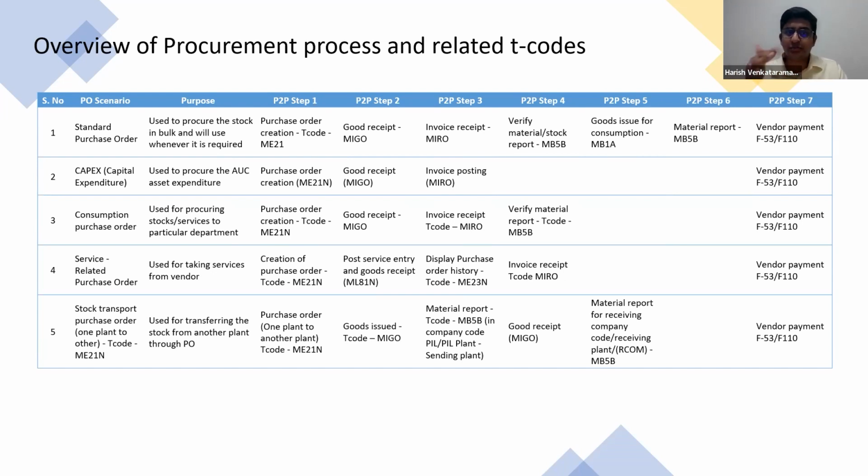And ME21 and 21N are nothing much, it is pretty much the same. You can use either of the transaction codes, ME23 or 23N, to view any of the purchase orders, right?